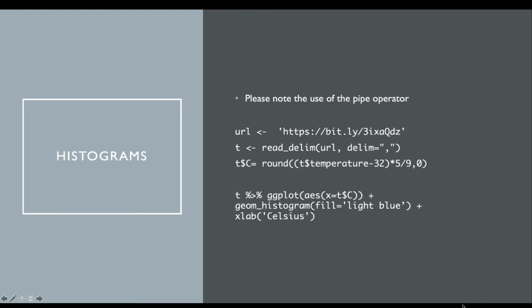We are indicating that we would like a histogram, or a frequency chart, of this column, counting the number of times specific values show up in this column. We indicate that the fill of the bars is going to be light blue and the label associated with the x-axis is going to be Celsius.